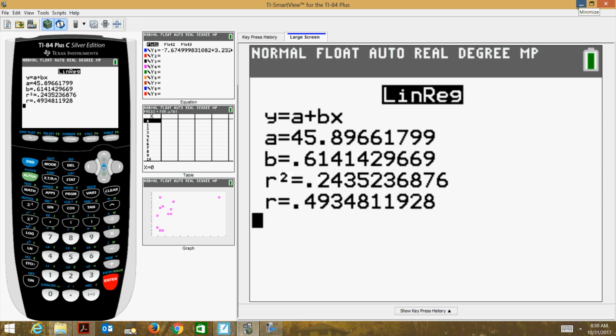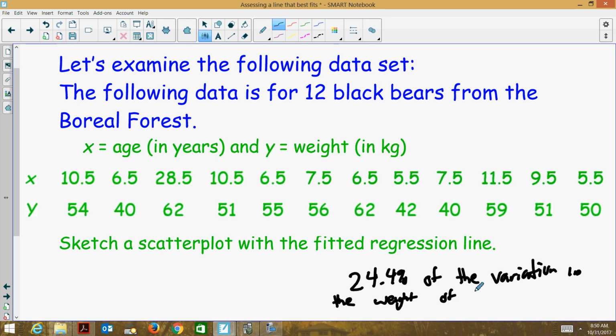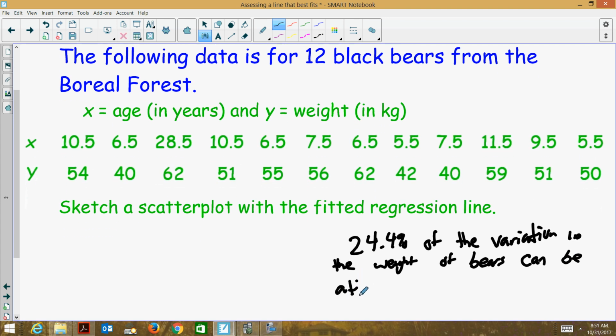And now we also have the coefficient of determination, which is 24.4%. So what we can say here is that 24.4% of the variation in the weight of bears can be attributed to the linear relationship between the weight and age of bears.